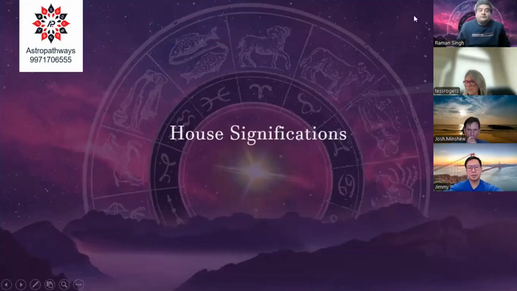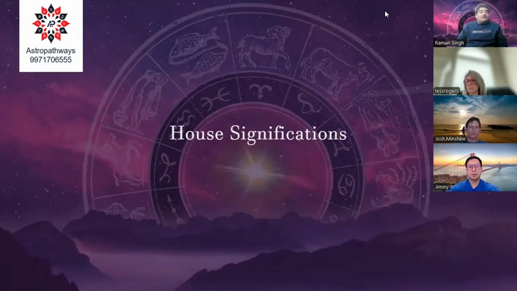Okay. Now we'll move to our next topic, house significance. We will be talking about what the significances of the house are. What does the first house say? What does the second house say? There are 12 different domains of our life which are covered in house significance, right? But this topic is about the attributes of the house.